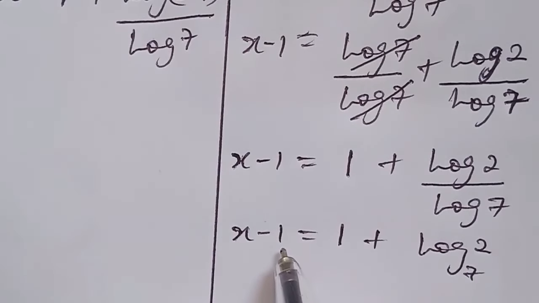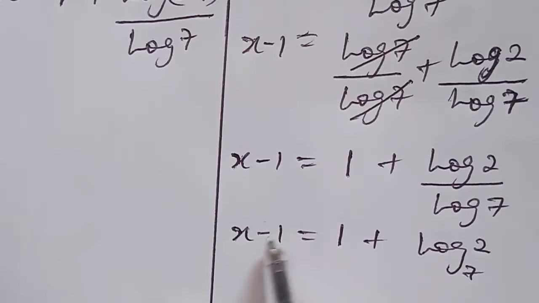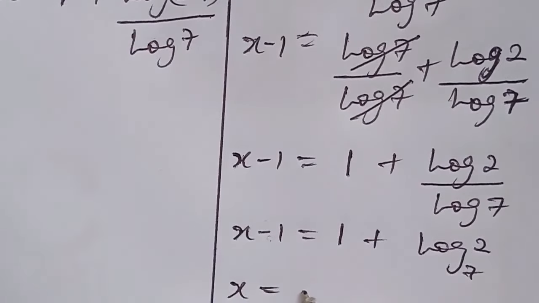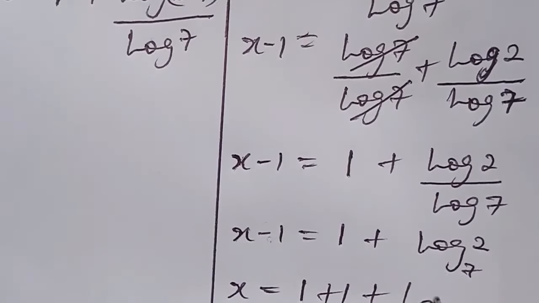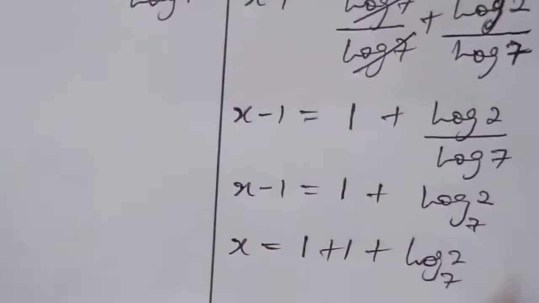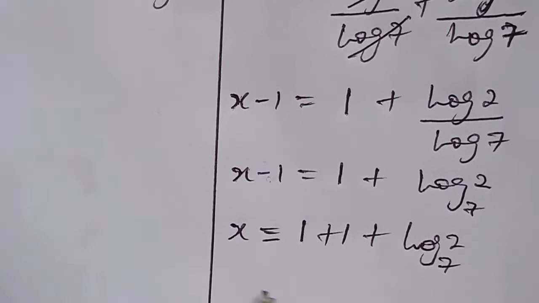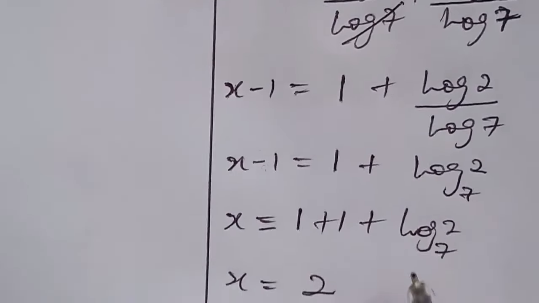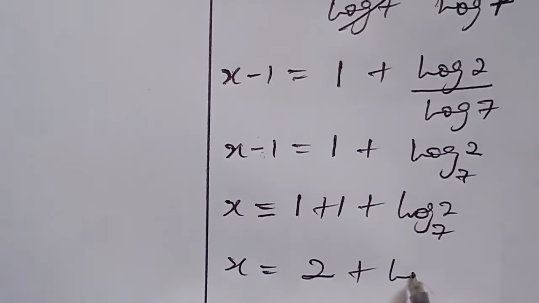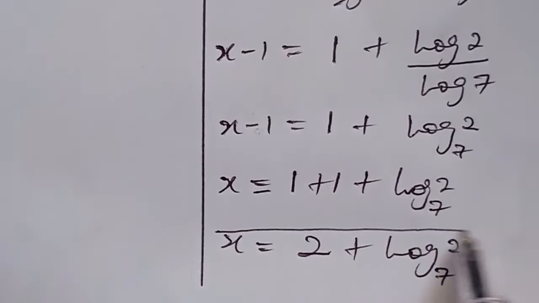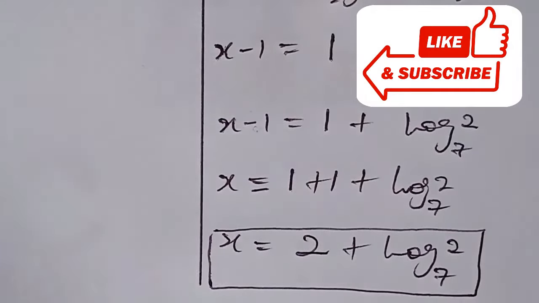So we can bring this minus 1 at the left hand side to the right hand side, and we have x will be equal to 1 plus 1 then plus log 2 base of 7. So 1 plus 1 gives us x will be equal to 2 plus log 2 base of 7, and this will be the value of x using the second method.